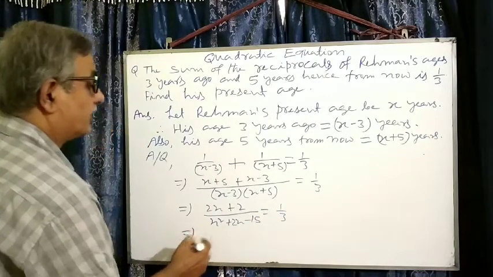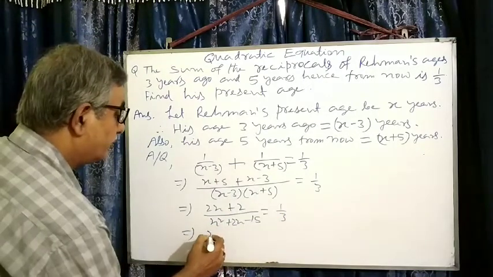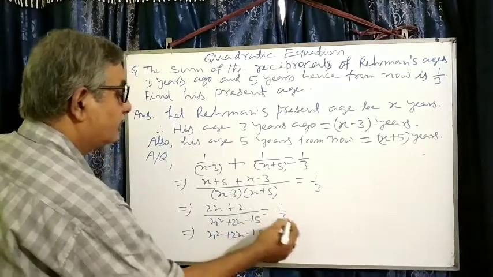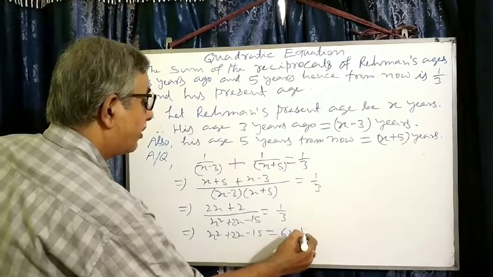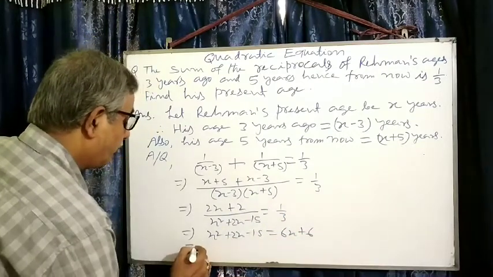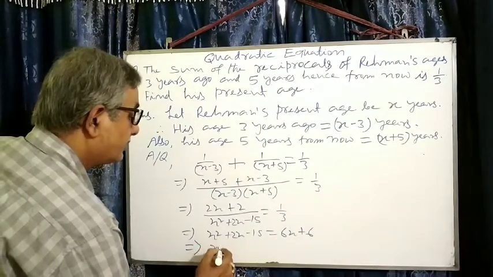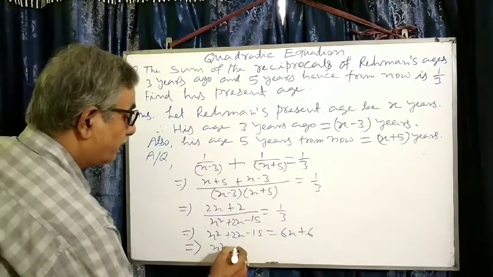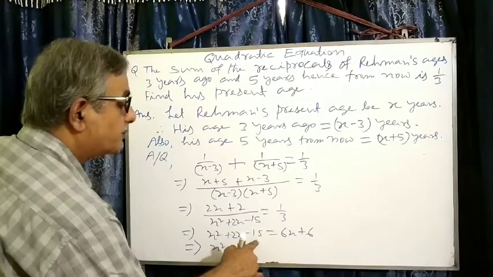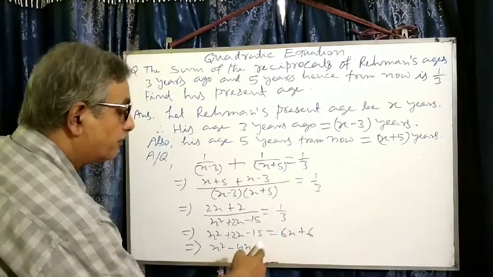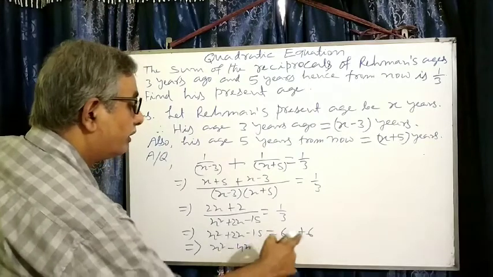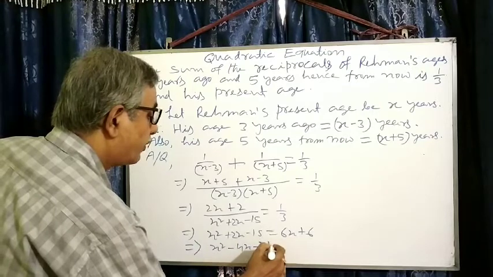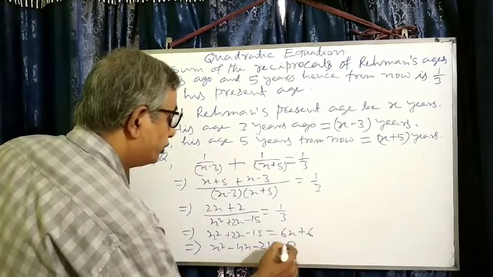Cross multiplication, 1 into this much, you will get x square plus 2x minus 15 is equal to 3 into 2x plus 6... now you tell x square plus 2x. Let 6x come this side. So it will be minus 4x minus 15. Let this 6 come to the left hand side. You will get, it will also be minus. So minus 15 minus 6 you will get what? Minus 21. That is equal to 0.